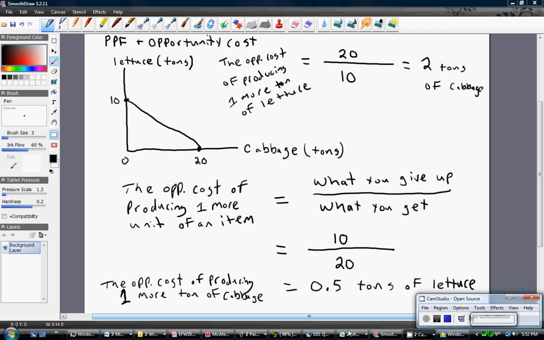Let me recap. The opportunity cost of producing one more unit of an item is always given by what you give up divided by what you get. In this problem, we determined that the opportunity cost of producing 1 more ton of cabbage is 0.5 tons of lettuce, and the opportunity cost of producing 1 more ton of lettuce equals 2 tons of cabbage.